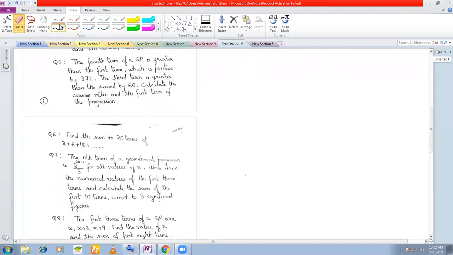Next question, number 5. The fourth term of a GP is greater than the first term, which is positive, by 372. So given here, the fourth term of a GP is greater than the first term by 372, right? T1 is given to be positive. The next condition given is the third term is greater than the second term by 60. This is a second condition given. Calculate the common ratio and the first term of the progression.